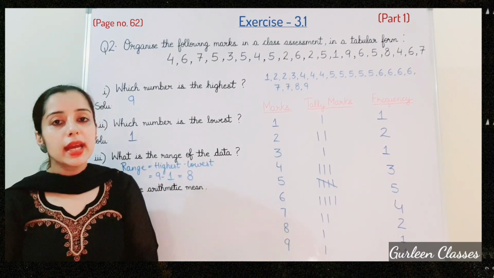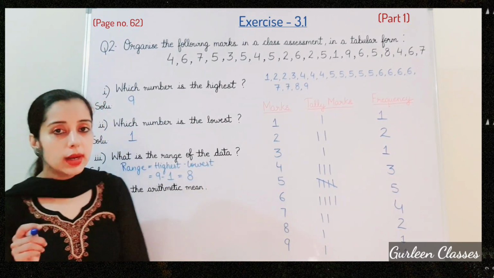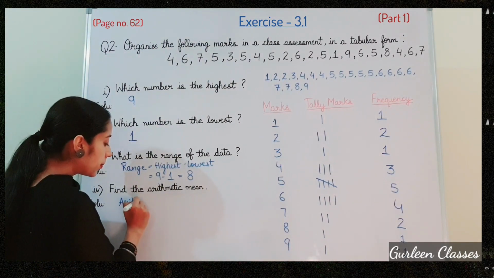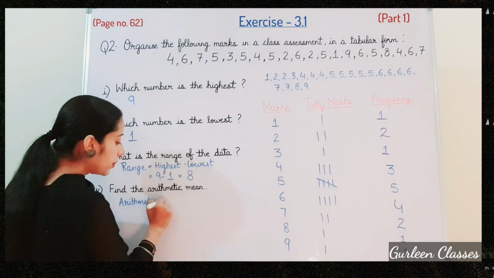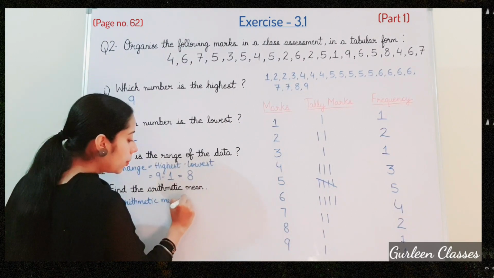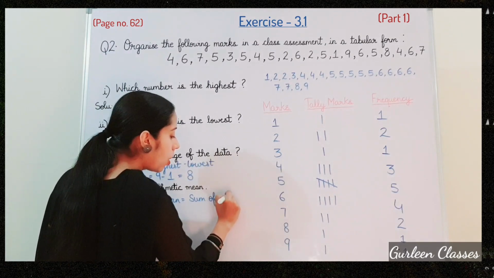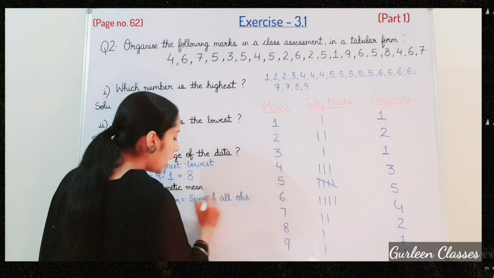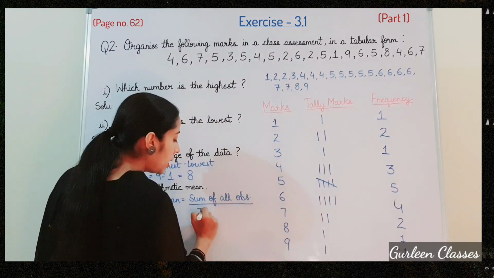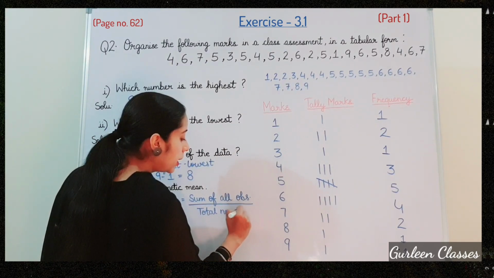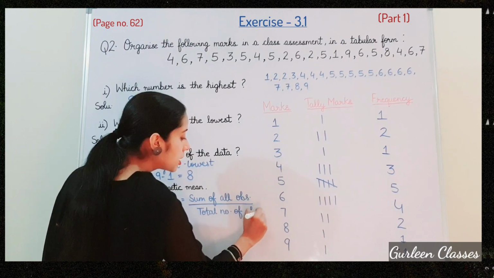Fourth part, find the arithmetic mean. So let us write down the formula. Arithmetic mean is equal to sum of all observations upon total number of observations.